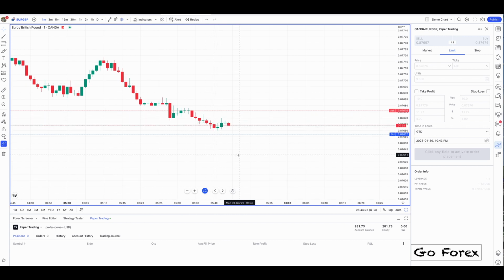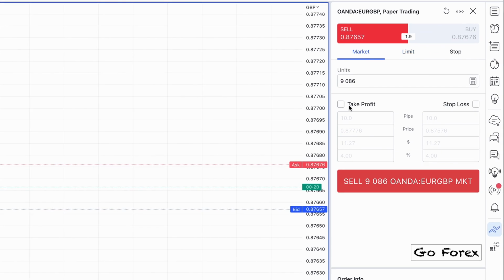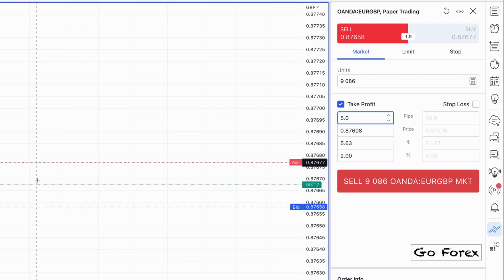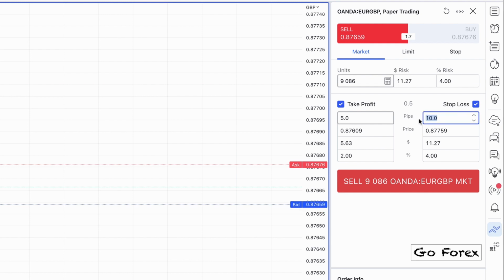Okay, so I'm going to sell. I'm going to sell at the market price. I'm going to take profit after, let's just say 5 pips. Now, remember what our spread was? Our spread was 1.7, 1.8, which is almost 2 pips. And if I get to 5 pips, I'm going to make $5.63. And let's put our stop loss at 5 as well.